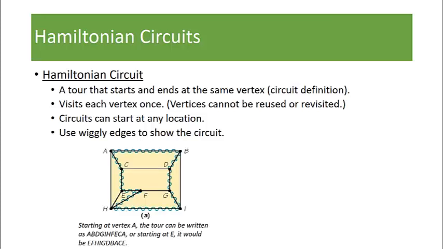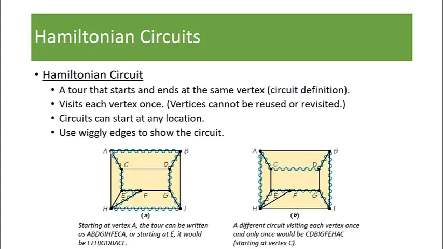Here you see in graph A, a Hamiltonian circuit starting at the vertex A. So if we start at A, our circuit goes from vertex A to B to D, G, I, H, F, E, C, and then back to A. So we have visited each vertex of the graph exactly once and started and stopped at the same vertex.